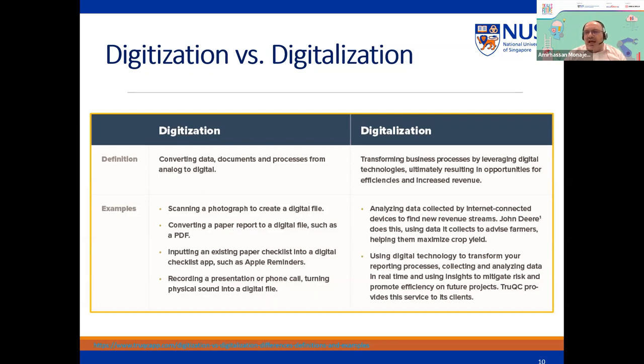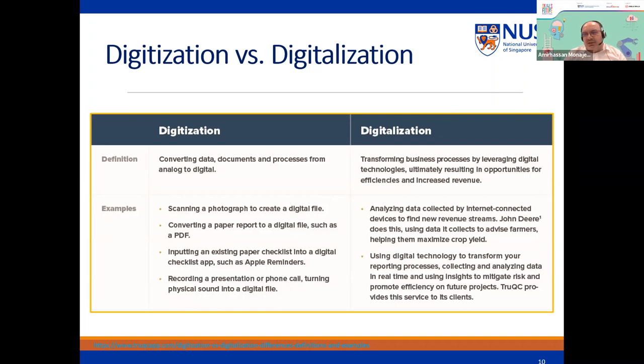About businesses, consider that problem of converting your shop into an online shop. This is not only digitization. Of course, you need digitization, but this is digitalization. This is something more general, something more important and essential compared to digitization. We are going to change a culture. We are going to change the way that we do the business. This is digitalization, not only changing the documents and processes into computerized ones, into digital ones, but also changing the culture, the procedures, and the way that we do the business. Transforming business processes by leveraging digital technology, ultimately resulting in opportunities for improving our efficiency and therefore revenue, performance, etc.